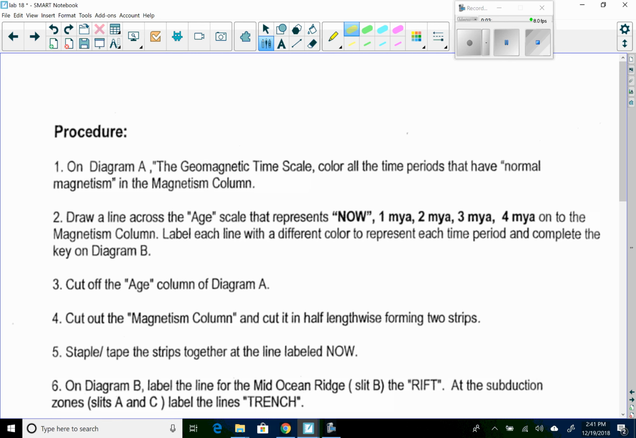Procedure. Number 1, on diagram A, the geometric time scale, color all the time periods that have normal magnetism in the magnetism column. Number 2, draw a line across the age scale that represents now, 1 million years ago, 2 million years ago, 3 million years ago, and 4 million years ago onto the magnetism column. Label each line with a different color to represent each time period and complete the key on diagram B.